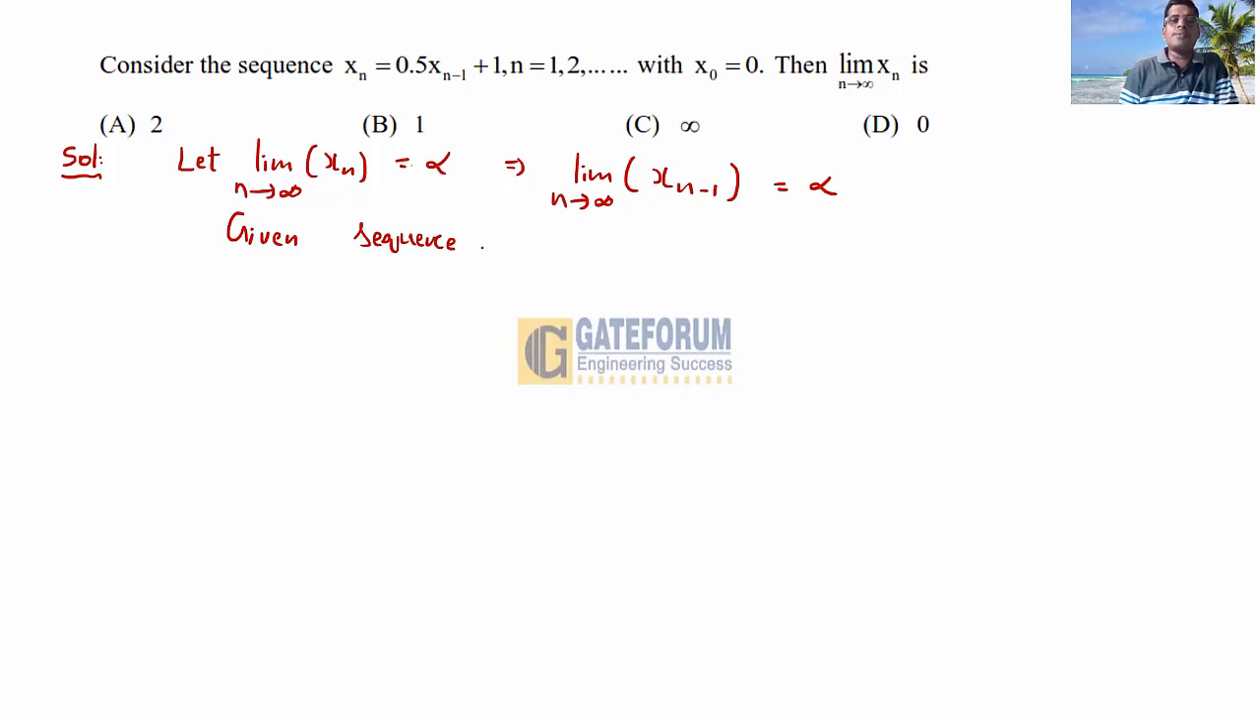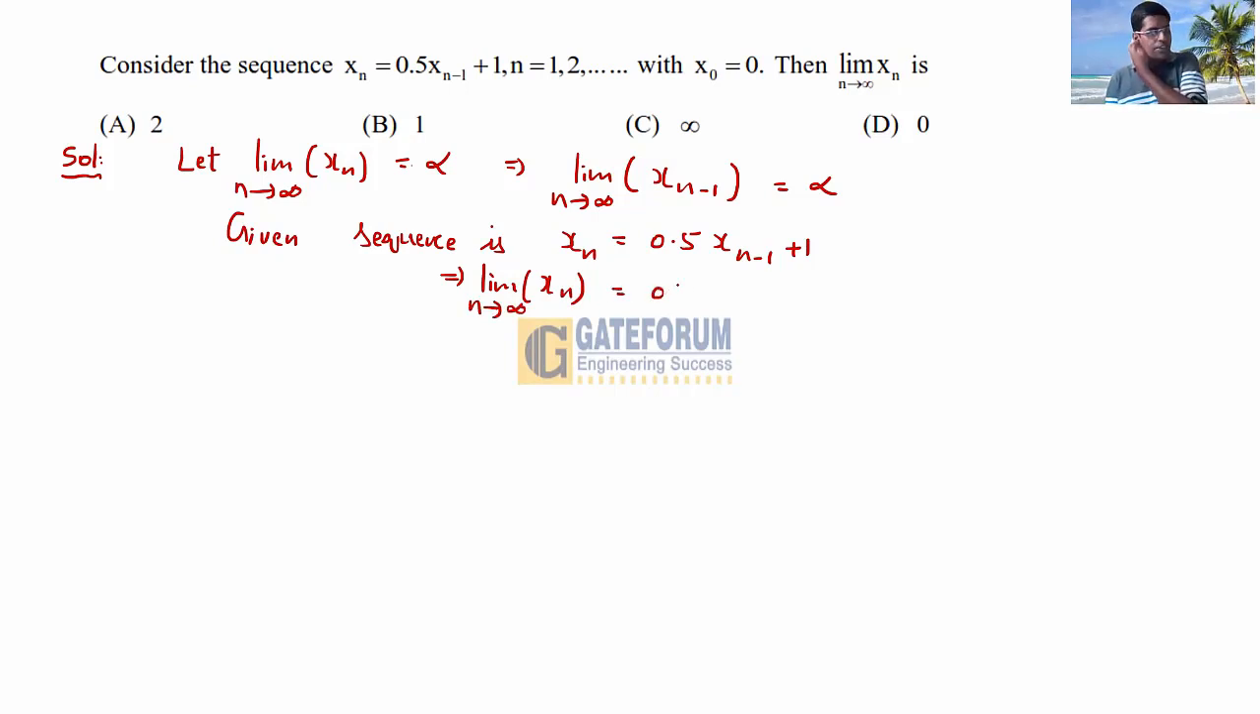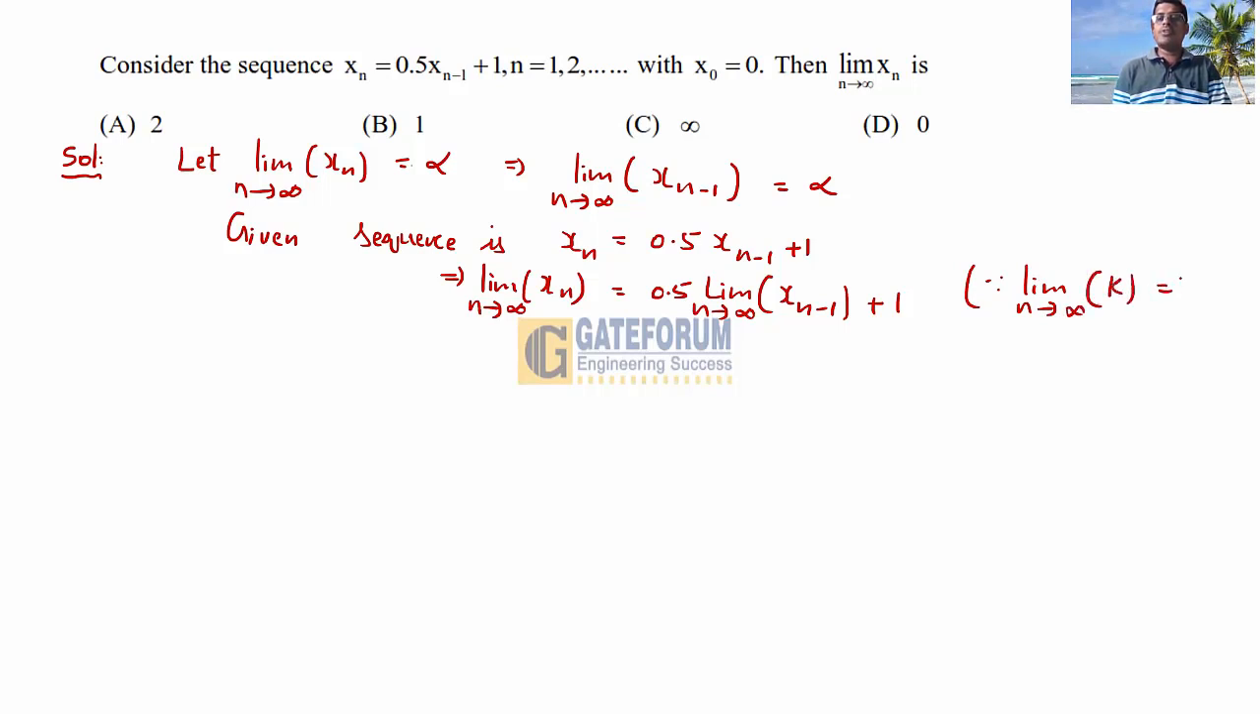Sequences and series from BTech first year also we can compare. x_n = 0.5 times x_(n-1) + 1. So applying the limit on both sides, the limit of x_n as n tends to infinity equals a constant multiple. When a constant is multiplying, it is not affected by limits. So I can put 0.5 outside, the limit as n tends to infinity of the term x_(n-1), plus the limit of a constant is itself, since the limit as n tends to infinity of k is k, where k is a constant. So alpha = 0.5 alpha + 1.